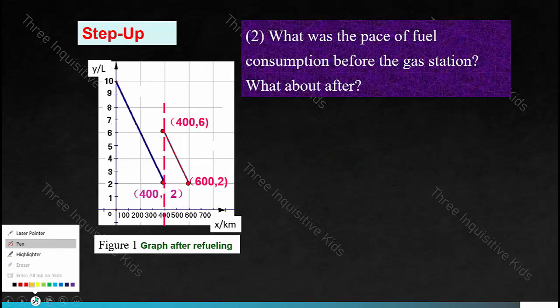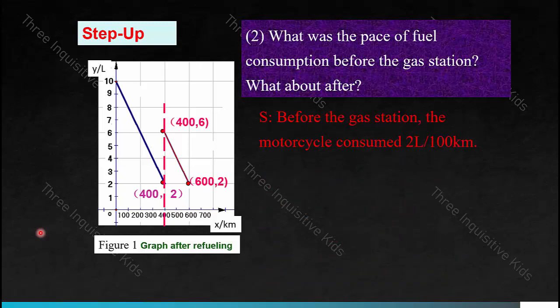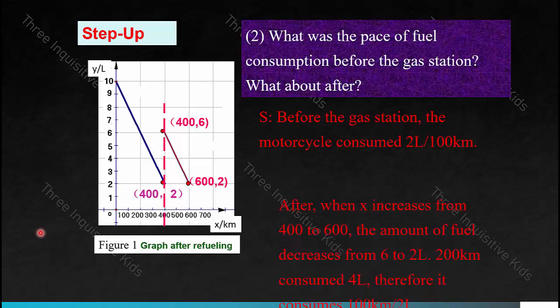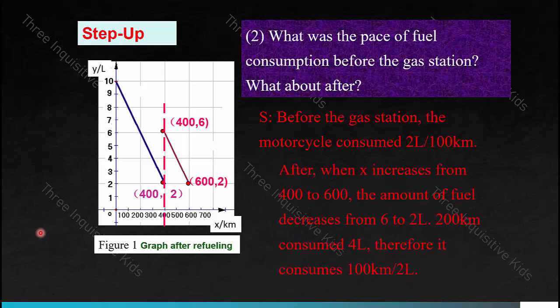All right, anyways, I'm going to move on. So before the gas station, the motorcycle consumed 2 liters every 100 kilometers. And after, when x increases from 400 to 600, the amount of fuel decreases from 6 to 2 liters. 200 kilometers consumed 4 liters. Therefore, this motorcycle consumes 2 liters every 100 kilometers. So it did not change. It was still the same consumption rate.